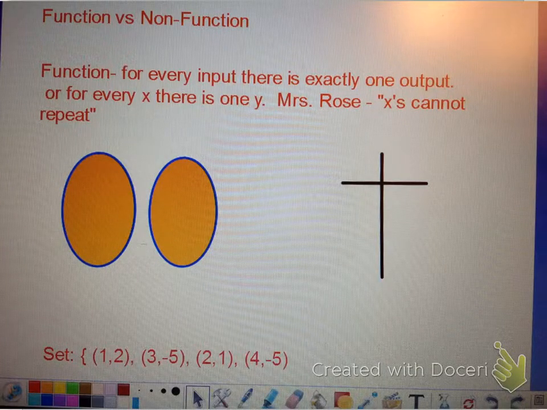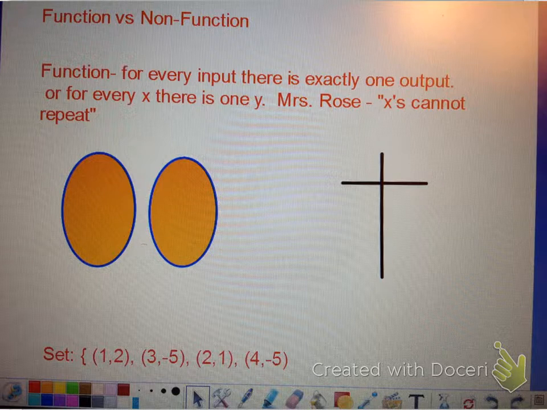Alright guys, so I'm going to review with you what is a function and a non-function. So remember here that for every input there's exactly one output. So essentially what that means is for every x there's exactly one y. So an x can't have two different y's. So the way that I would tell you to do this is I would say that x's can't repeat, so that's what you're looking for.